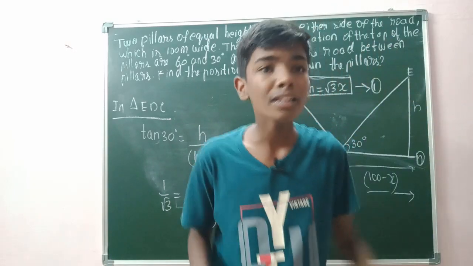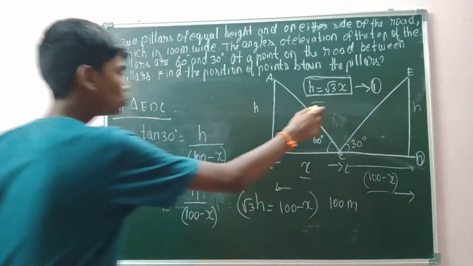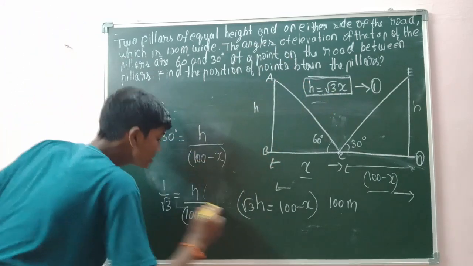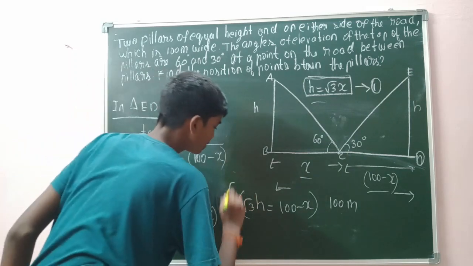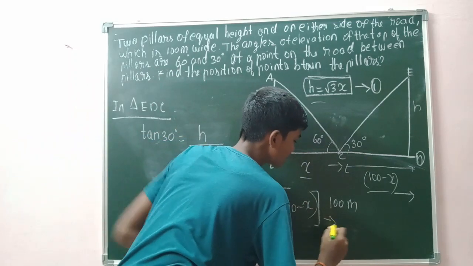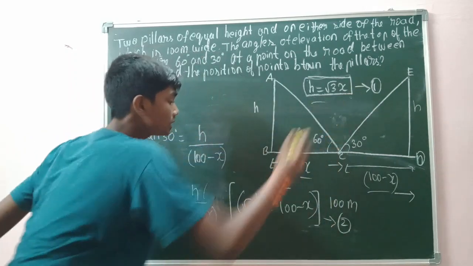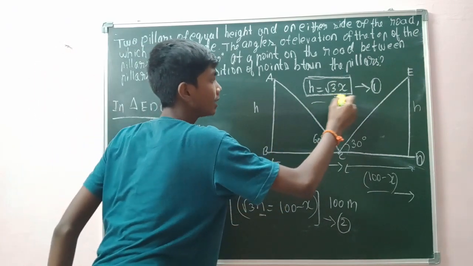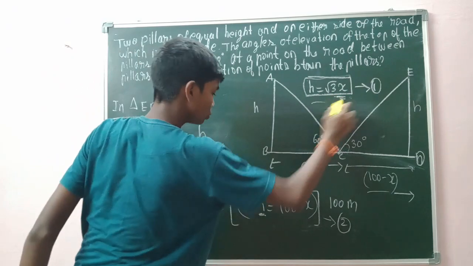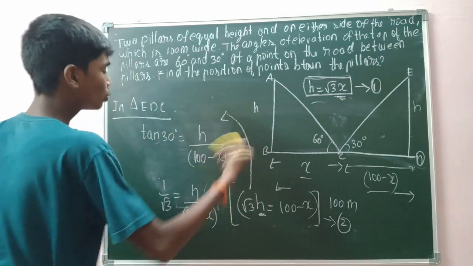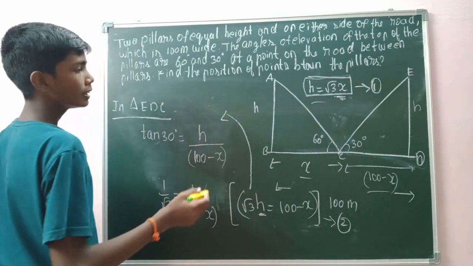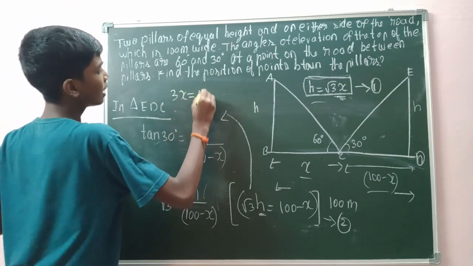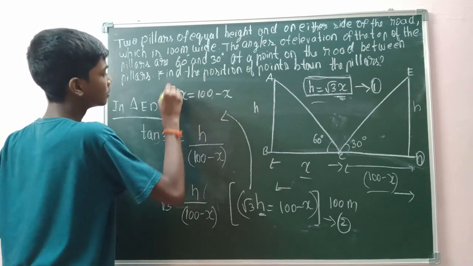How will I change that? We already know that h is equal to root 3x. Just put equation 1 into this equation, which is equation 2. Replace this h by root 3x. Therefore I get root 3 times h, that is root 3 times root 3x, which is 3x, equal to 100 minus x. Correct or not?